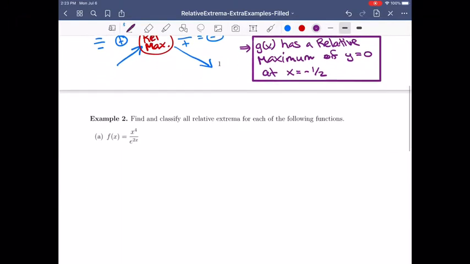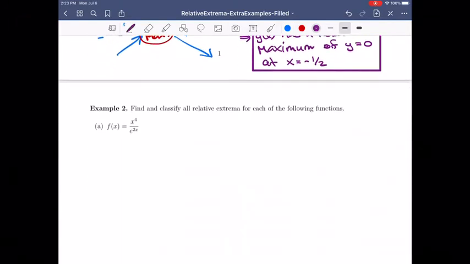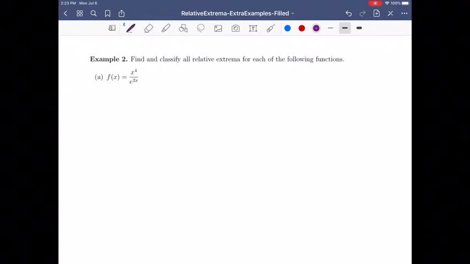So let's try another one. So here again, we want to find and classify all the relative extrema. So what does my domain look like? So let's just note e to the 2x, so e to anything actually, is always strictly bigger than 0. Okay, so that means the denominator can never be 0. And it's in fact never negative, but in particular it's not 0. So our domain, again, is going to be all real numbers.